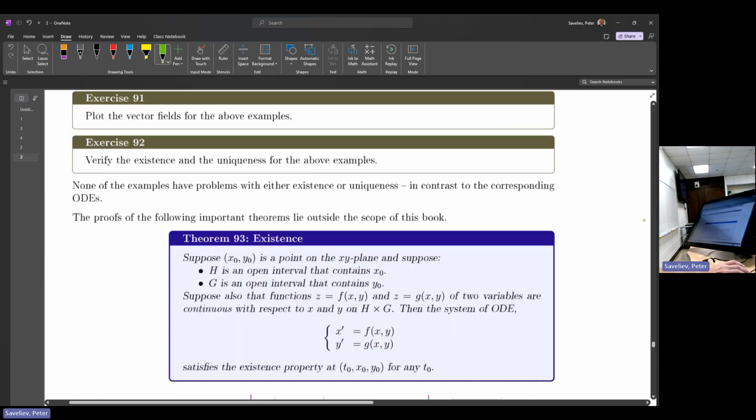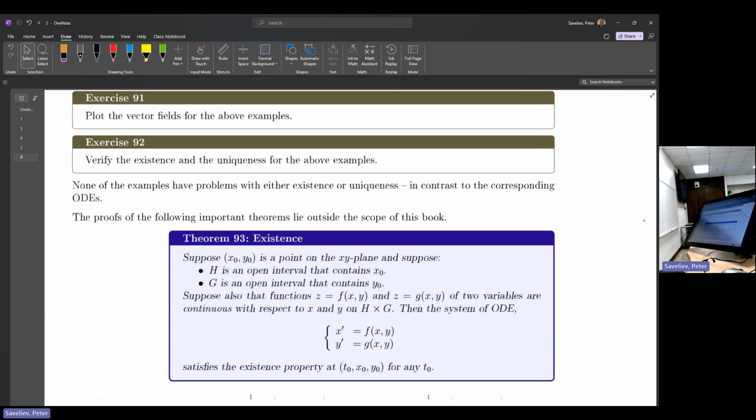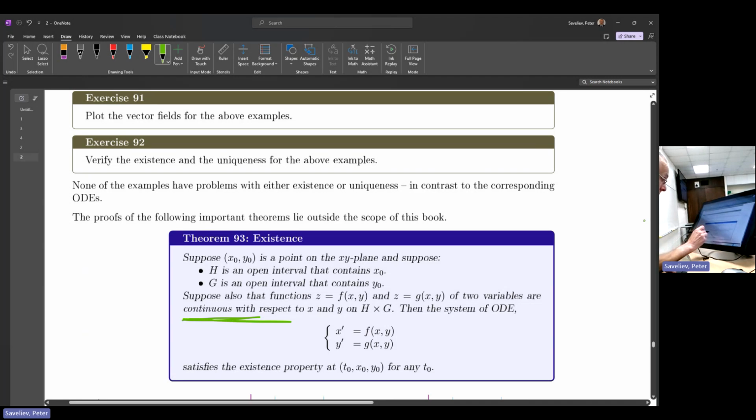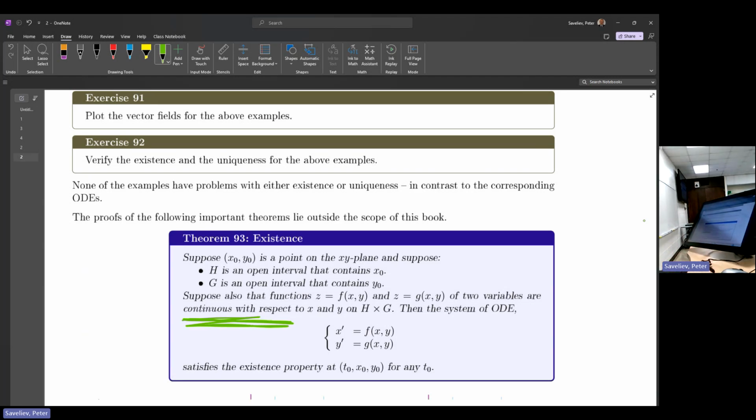So, existence. Almost verbatim, the existence theorem and the uniqueness theorem are almost exactly the same as we had with dimension one, except there are two functions, but we're saying the same words about it. Okay, so f and g, if both of them are continuous with respect to x and y, then we have existence. So continuity with respect to one of the two variables.